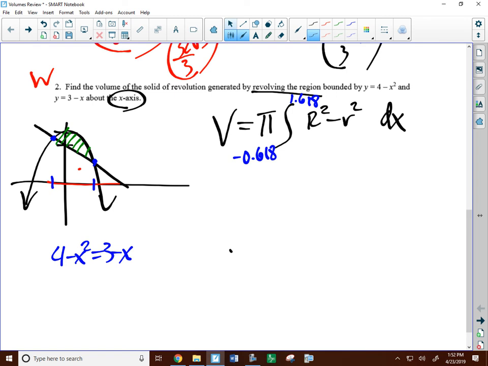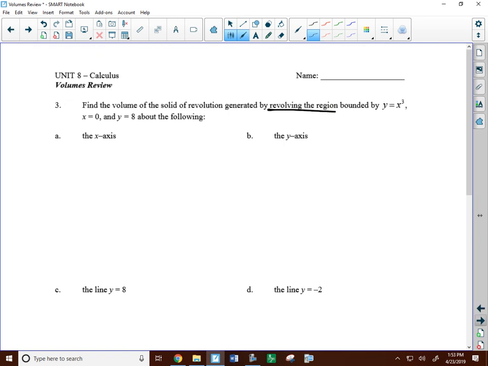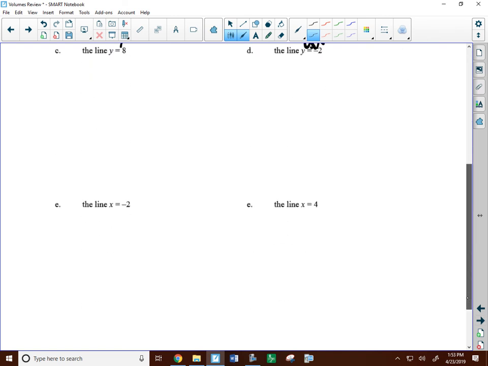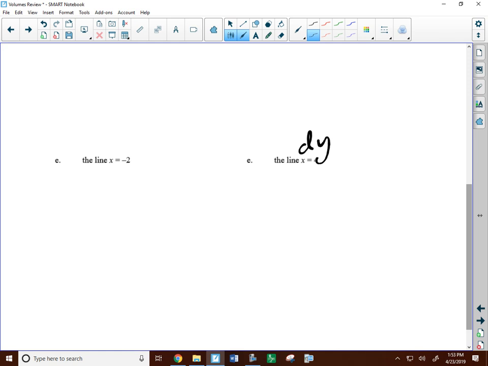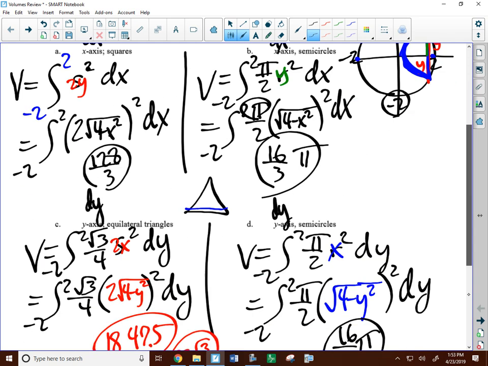Again, you could fill out all these. I mean, I can go through on the next ones. Any horizontal line is a dx question. Any vertical line is a dy question. That's horizontal. Vertical, dy, vertical. Let's finish this one off, though.